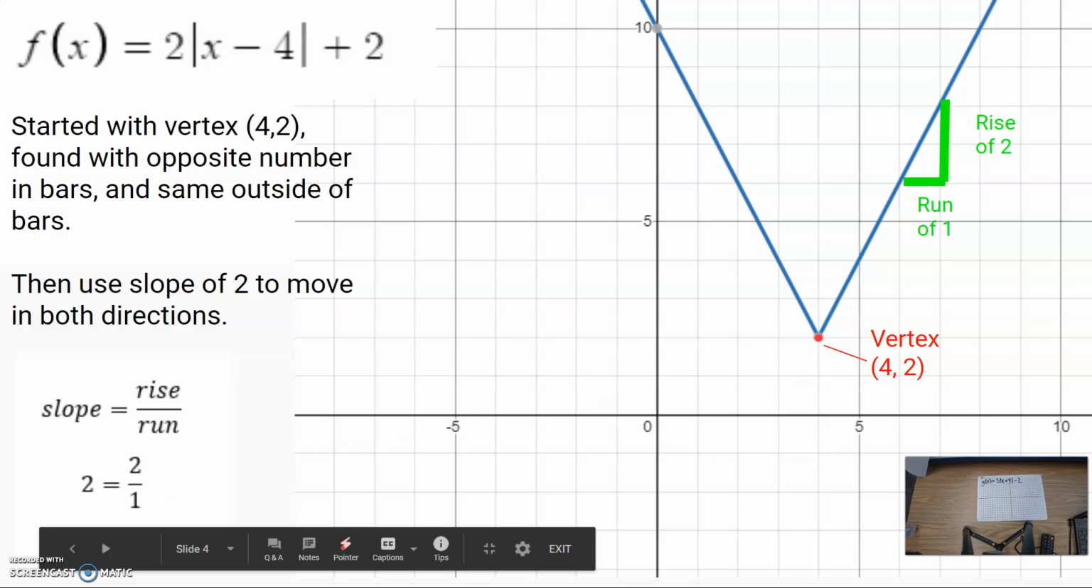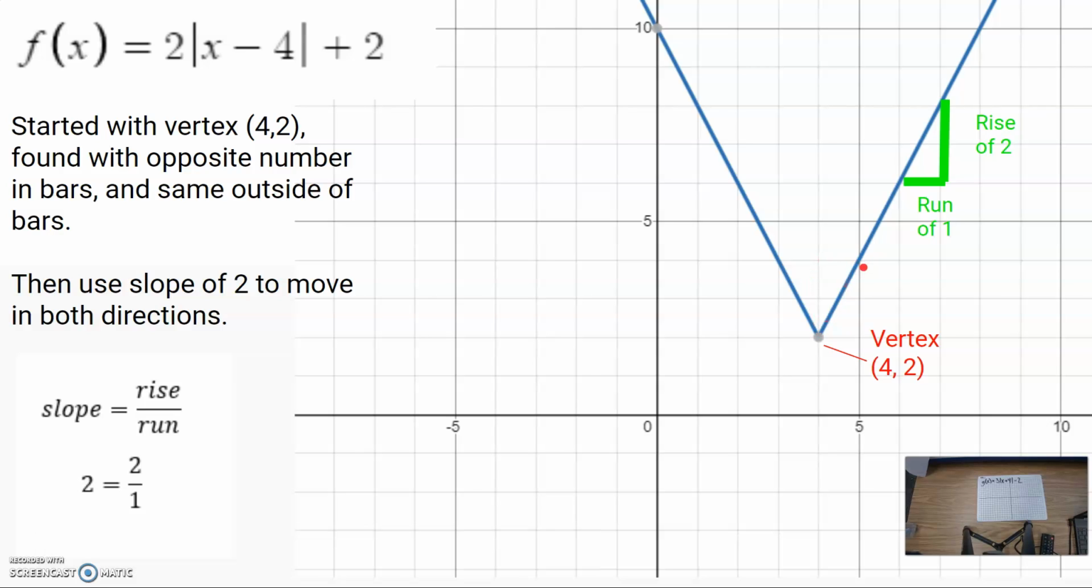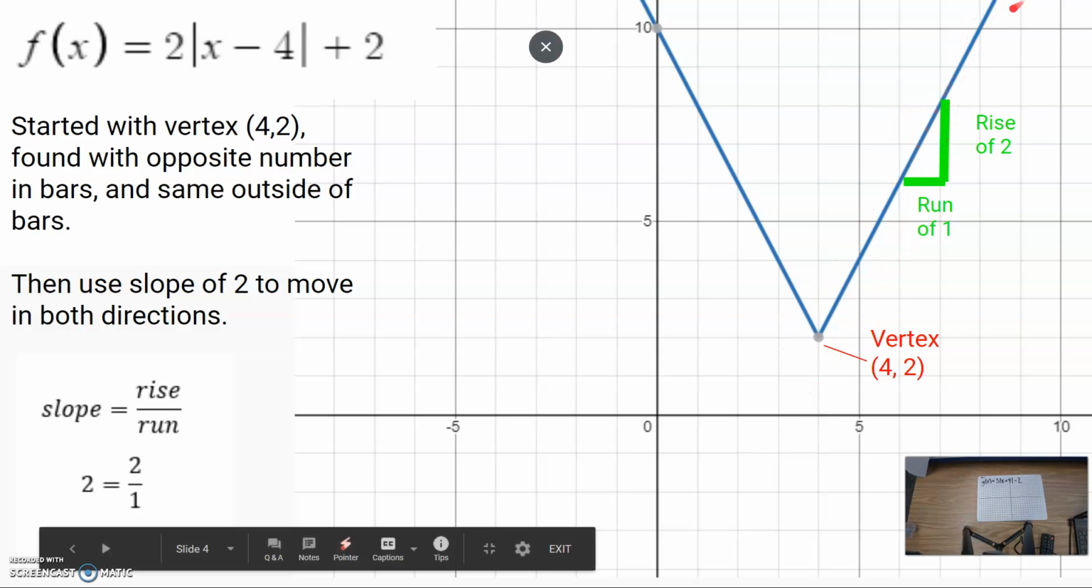And you can see that. To get from this point to the next point, I'm going to go up 2 over 1, up 2 over 1, up 2 over 1. And you can keep doing that all the way up this line.